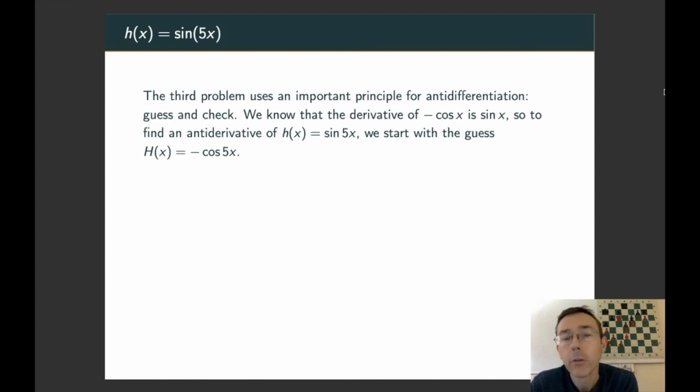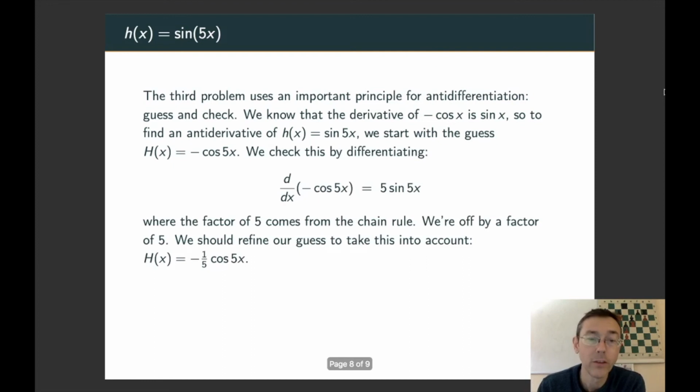I'm also going to throw a negative sign in front and do negative cosine of 5x, because again, when I differentiate a cosine, I get a negative sign. So my first guess is negative cosine 5x. I have to check that. I differentiate it, and I get 5 sine of 5x. That factor of 5 in front comes from a chain rule. Derivative of the outside function, sine of 5x, times the derivative of the inside function, 5x.